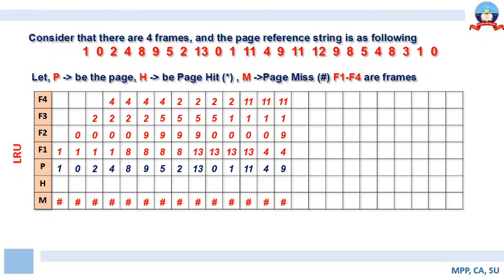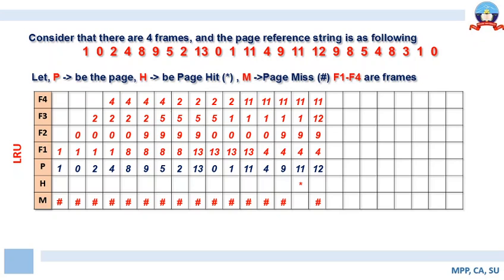Now after 9 there is a page reference to 11. So 11 is already available in the memory, so we have a page hit. Now likewise after 11 I have a request for page number 12. So out of 11, 1, 9 and 4, I need to select the page that has the farthest reference. So 1 is the page that has the farthest reference, so 1 will be replaced by 12.